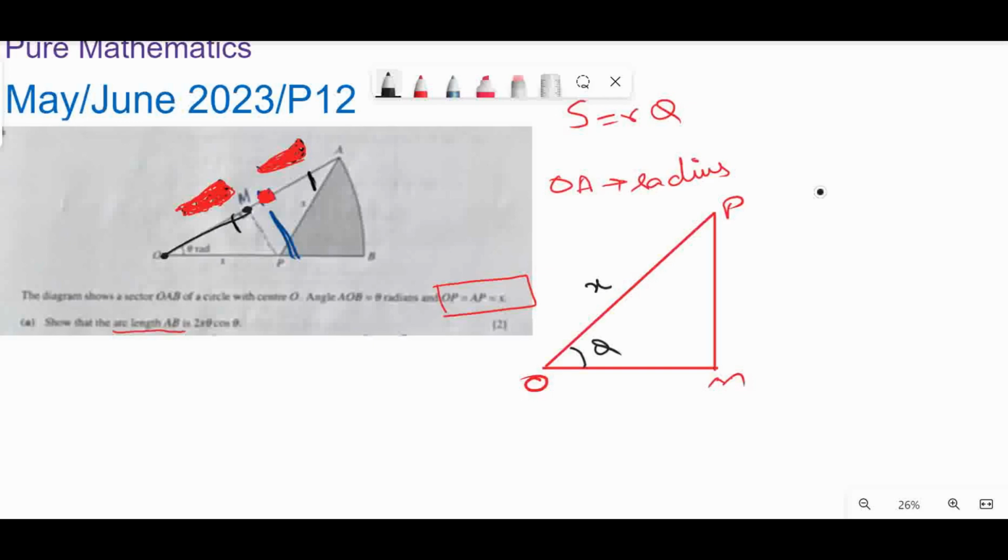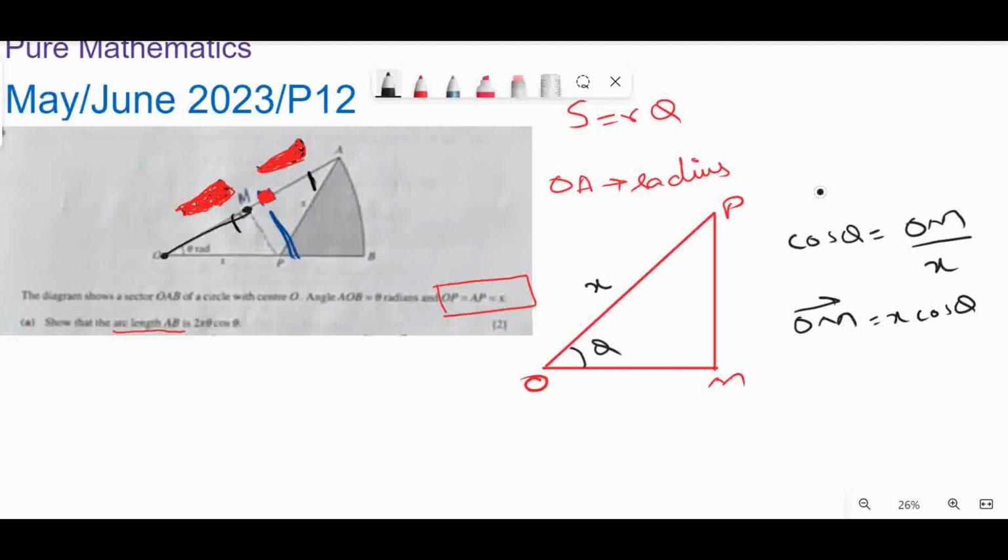Now cos theta will be equal to, in this triangle, since we are interested in finding out OM, this will be equal to base divided by hypotenuse, which means that OM will be equal to X cos theta.